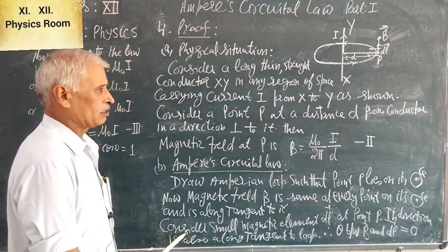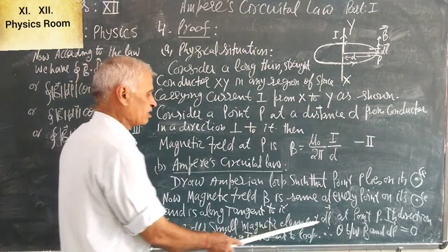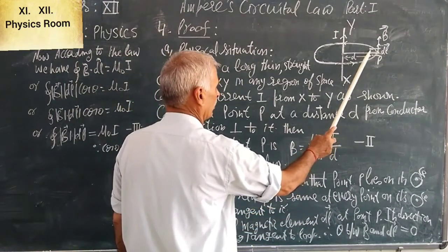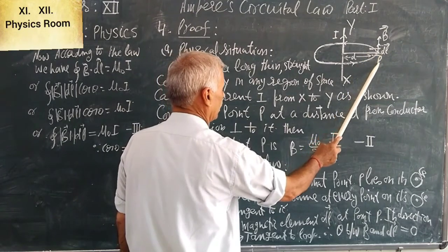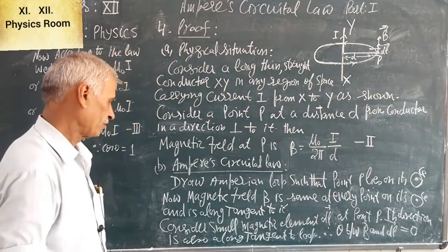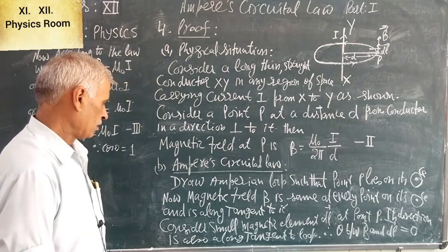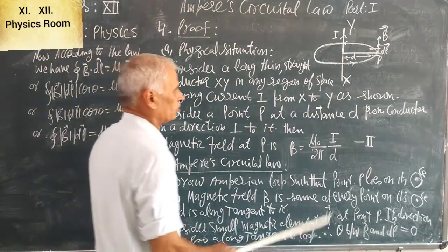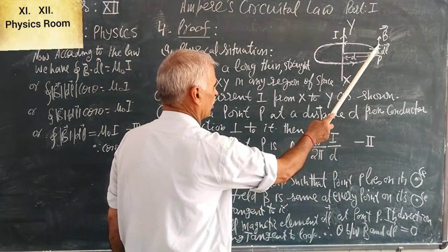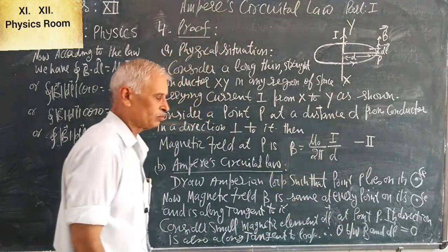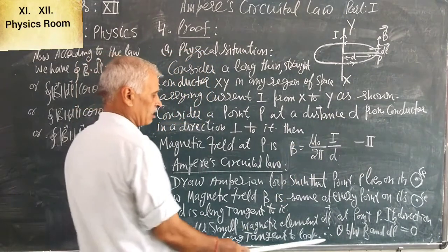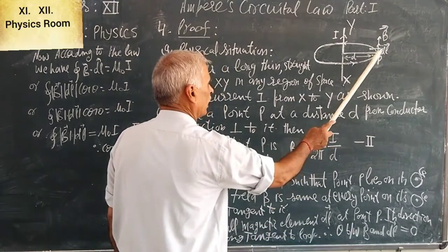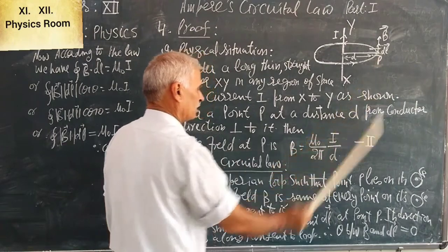Now consider a small magnetic element dl at point P. Its direction is also along the tangent to the loop. Therefore theta between B and dl is equal to 0. Angle between B and dl is 0.